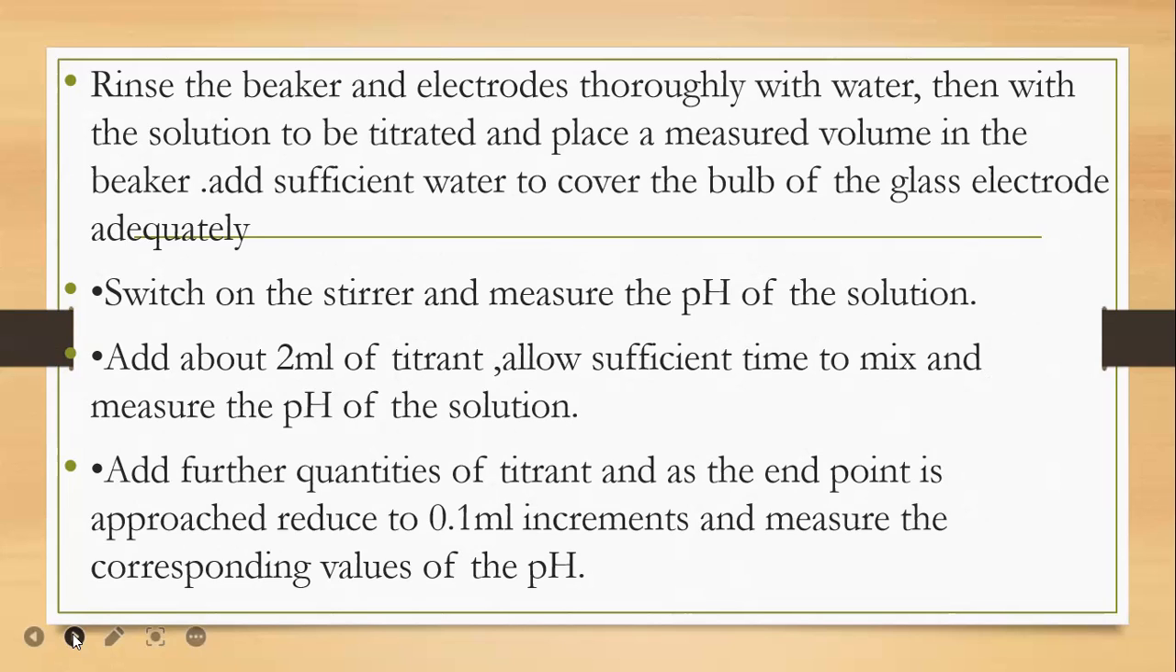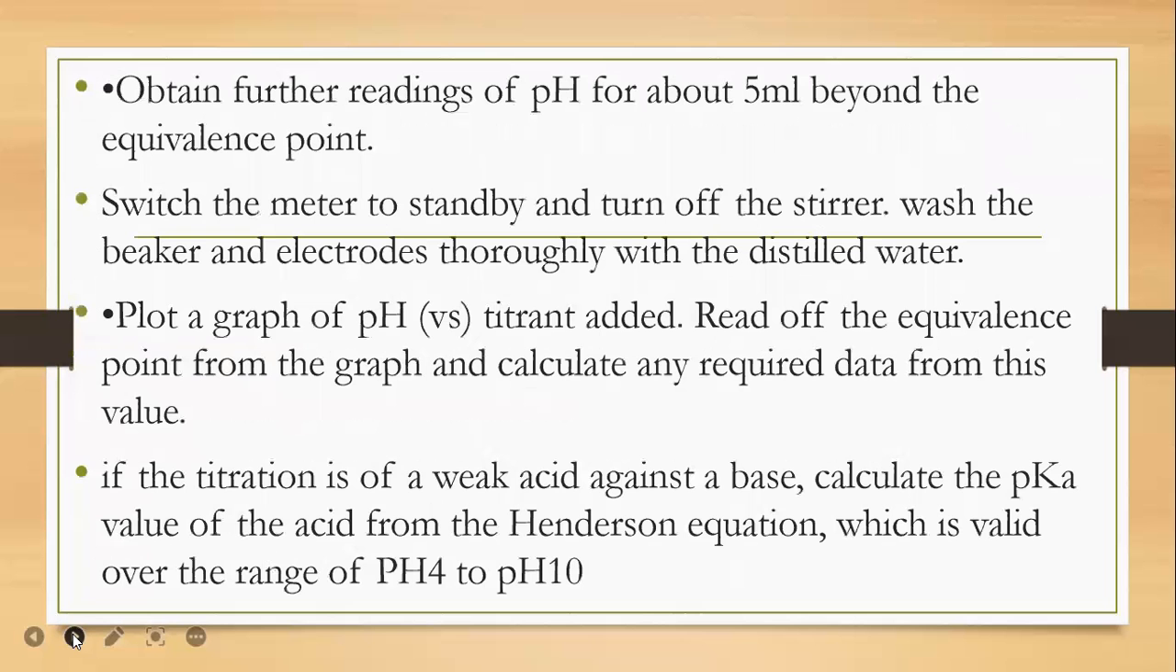Also add about 2 ml of titrant, allow sufficient time to mix, and measure the pH of the solution, and add further quantities of titrant. As the endpoint is approached, reduce to 0.1 ml increments and measure the corresponding values of the pH. Then obtain further readings of pH for about 5 ml beyond the equivalence point, switch the instrument to standby and turn off the stirrer.